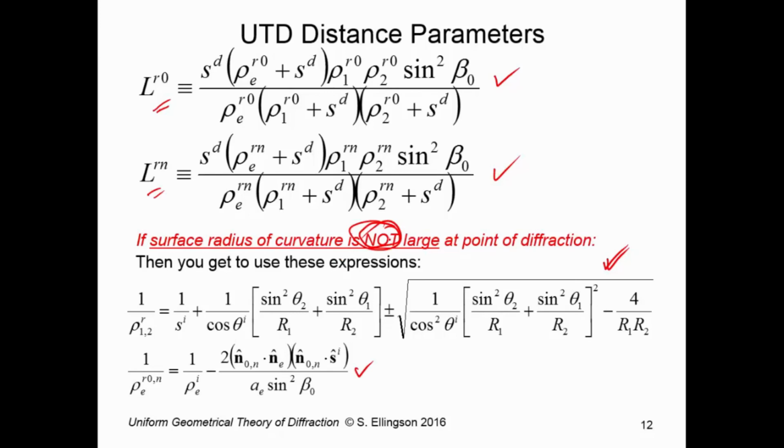Oh, and by the way, what do I mean by not large? Well, that's relative to a wavelength. Right? So if the radius of curvature is 100 times the wavelength, that's large.